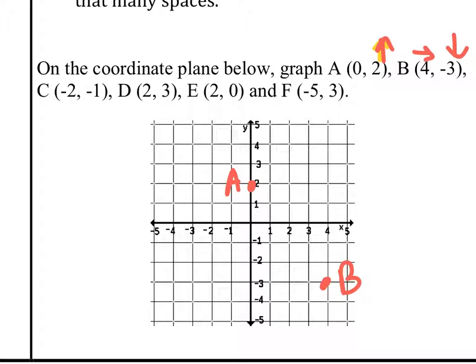Next point is C. -2 for my x, -1 for my y. Elise, would my -2 go left or right? Okay. And then Seamus, would my -1 go up or down? Down. Yep. I start at the center. I go left 2. 1, 2, and down 1. Right there. That's C. Do the next 3 on your own. I would recommend drawing those arrows to help you so you know which way it goes. Graph those next 3. Check it with your partner.